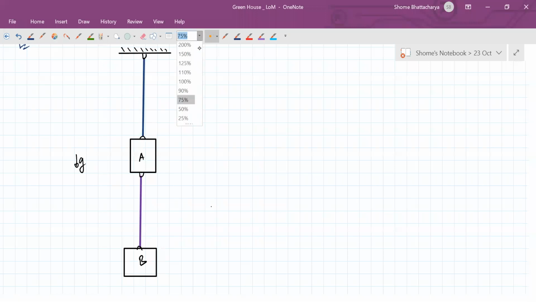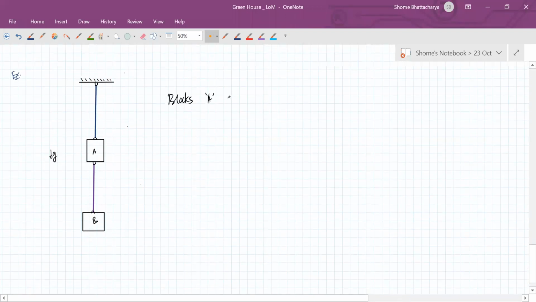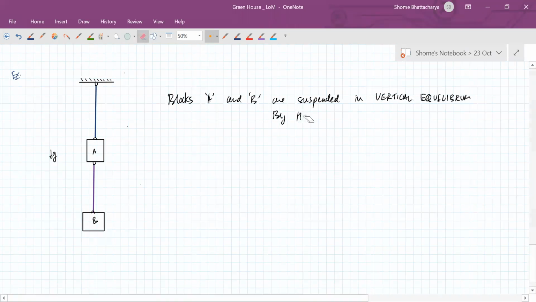So blocks A and B are suspended in vertical equilibrium by a combination of two light threads, let's say P and Q. So this one is P and this thread is Q.